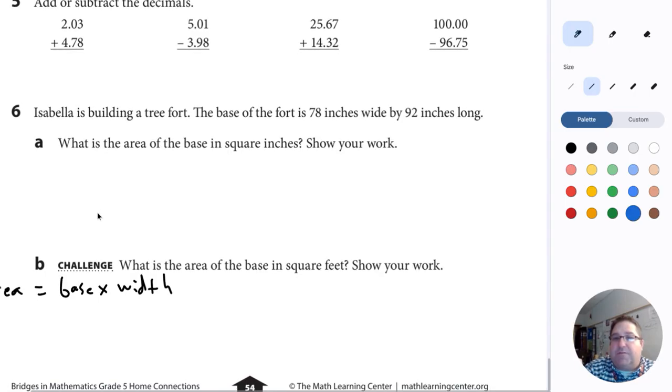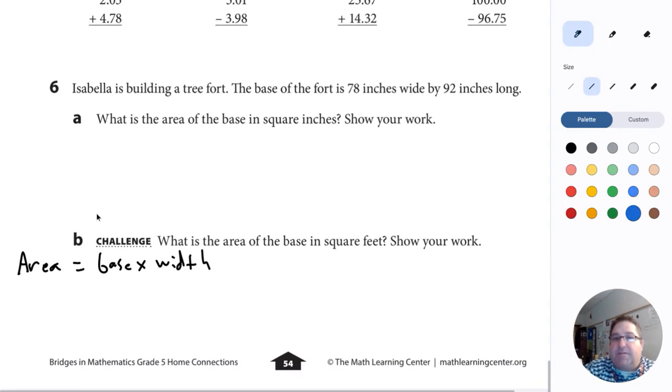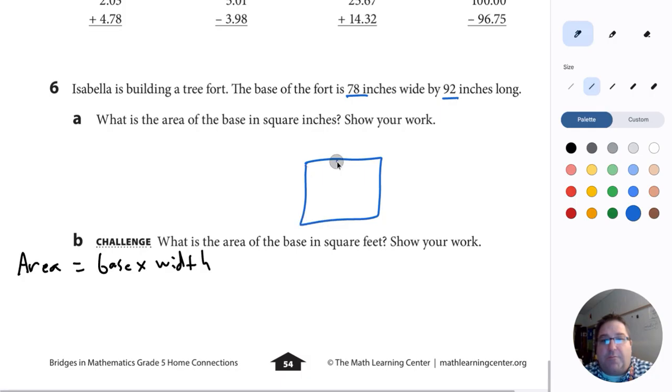Isabel is building a tree fort with the base 74 inches by 92 inches. What's the area of the base? And again, for this one, we're just doing that 78 times 92. We can just break that up. That 78 is 70 plus 8. 92 is 90 plus 2.